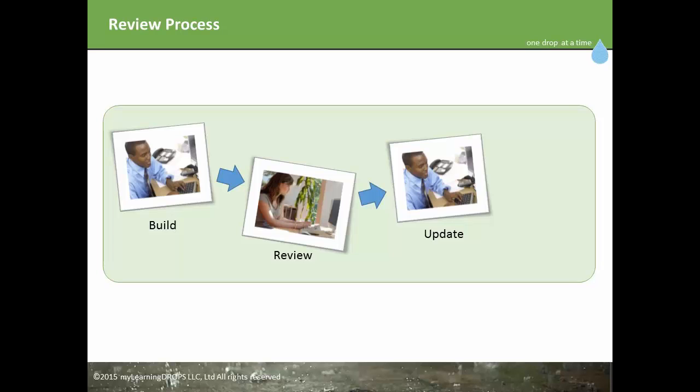Sometimes the document is reviewed 2 or 3 times. Other times, it only takes 1 review. Once no additional updates are necessary, the course owner provides sign-off and the team moves on to the next step. The review process is that simple: build, review, update, and sign off.